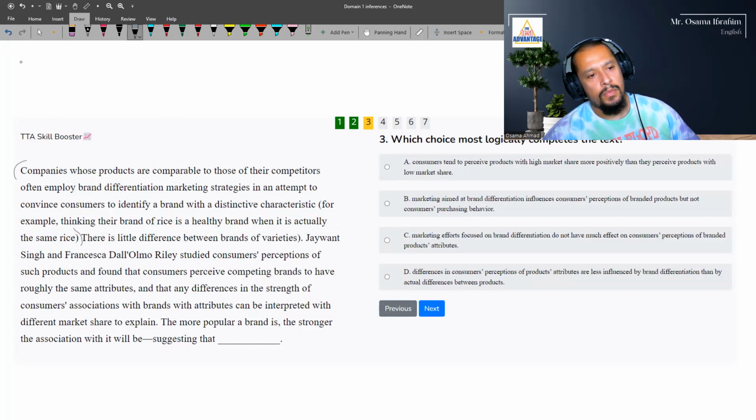Companies can try to fool you that one company is better than the other for marketing reasons. So it's called brand differentiation. Okay, I'm sorry, there's a typo here. There's a little bit of difference between the brands and varieties. Let's continue into sentence number two.